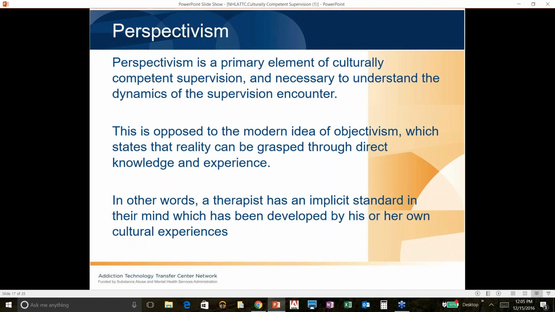It's that primary element of culturally competent supervision, and it's necessary to encounter the dynamics of the supervision encounter, which is opposed to the modern idea of objectivism, which states that reality can be grasped through direct knowledge and experience. In other words, a therapist has an implicit standard in their mind which has been developed by his or her own cultural experiences. Often there's the cliche of, if you want to know somebody, walk a mile in their shoes.